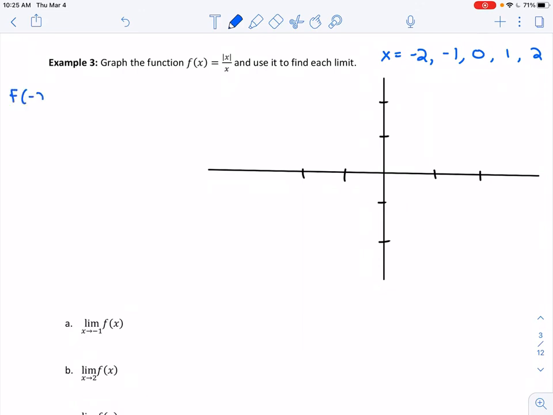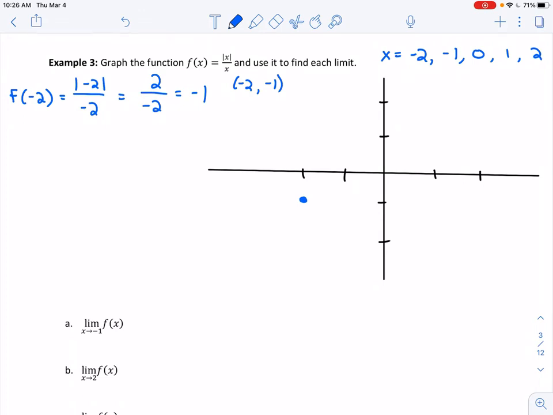So f of -2 is equal to absolute value of -2 divided by -2. Remember, absolute value will always give you back either a positive number or 0. So if you plug in a negative number, it's going to give you back the positive version of that number. So the absolute value of -2 would be +2 divided by -2. And if I divide those two, I have -1. So that tells me that I have a point -2, -1 on the graph of my function. I'm just going to go ahead and plot that point for right now. -2, -1. I've got this point right here.